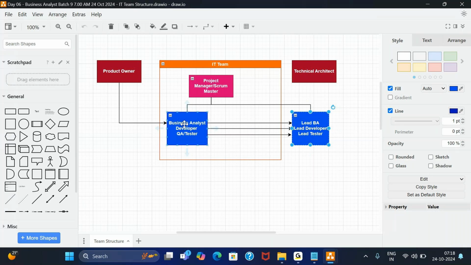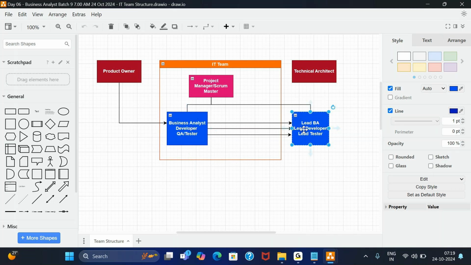It's not just one BA from one team or two or three developers from one team who will be reaching out to the leads. These leads are shared across multiple IT teams. Okay, so that's the part of interaction between the BA, developer, QA with their respective leads.